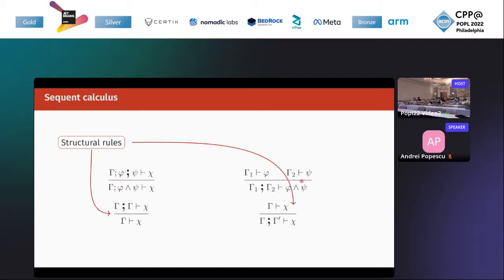We also have structural rules. In intuitionistic logic, we have contraction and weakening. Contraction states that we can duplicate whatever assumptions we have in the context, and weakening states that we can throw away any assumptions that we don't need or don't want.